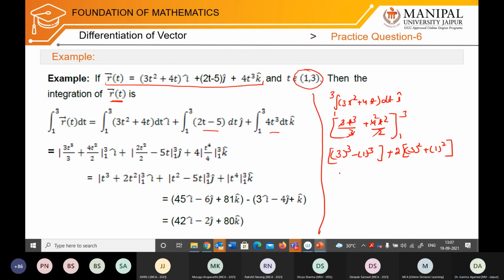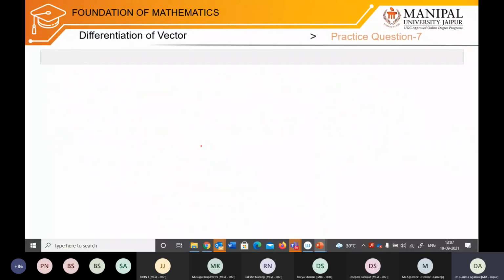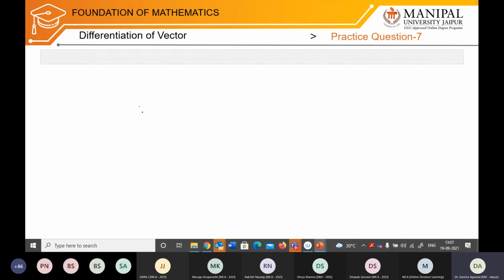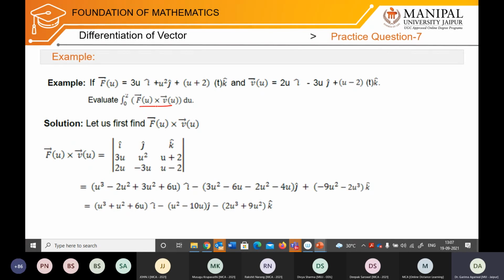Right? And I cap, it is coefficient of I cap. Similarly, we can solve for j cap and k cap. Now we have two vectors f and v, and we need to evaluate integration of f cross v. So first of all, we need to find the cross product of f and v.